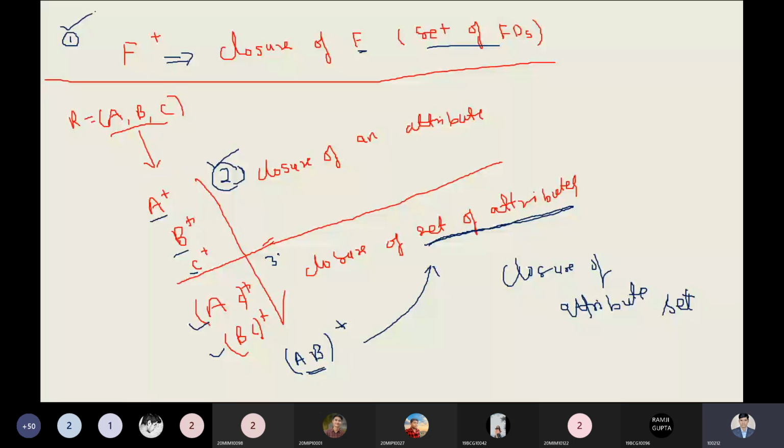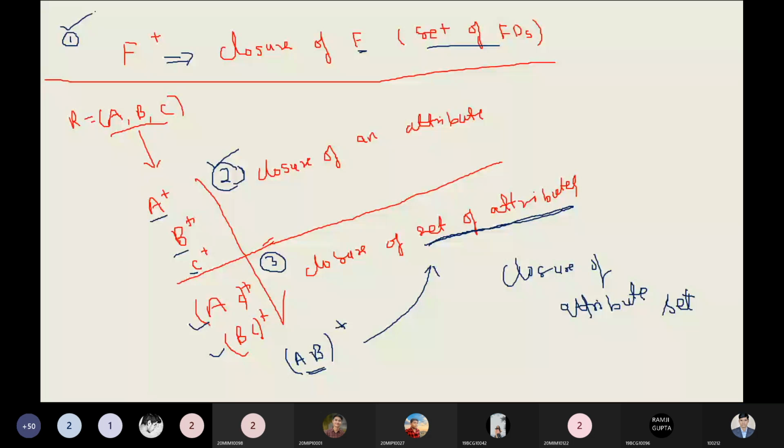So we have three different things: closure of the functional dependencies, closure of the attribute, and closure of the set of the attributes, or closure of the set. Now clear? Yes, sir. So do not have any kind of confusion, please. You can ask me right now.